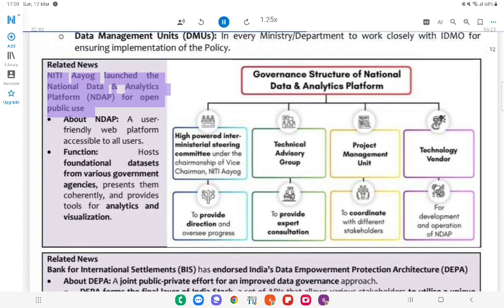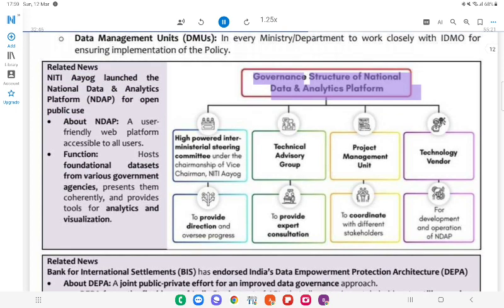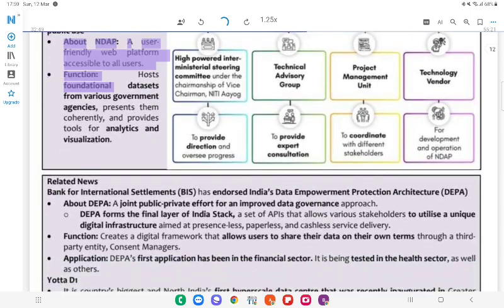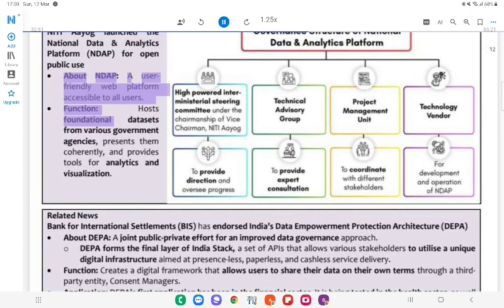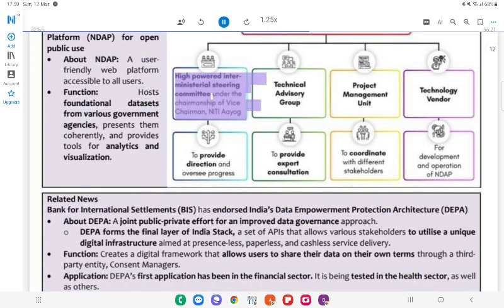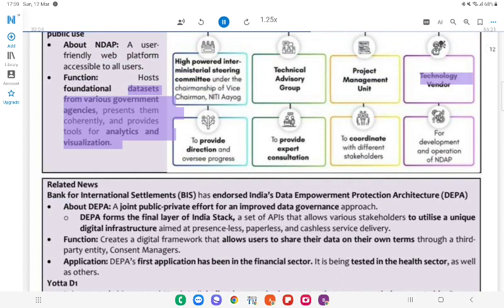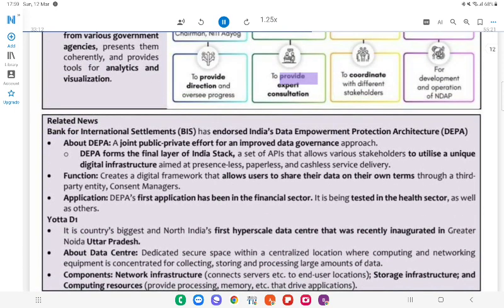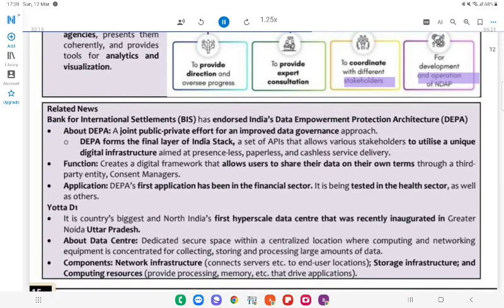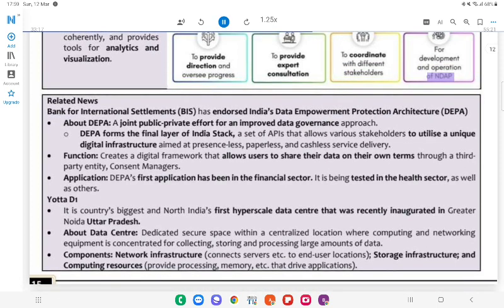Related news. NITI Aayog launched the National Data and Analytics Platform, NDAP, for open public use. Governance structure of the National Data and Analytics Platform. About NDAP: a user-friendly web platform accessible to all users. It hosts datasets from various government agencies, presents them coherently and provides tools for analytics and visualization. An inter-ministerial steering committee under the chairmanship of the Vice Chairman, NITI Aayog, will direct and oversee progress and coordinate with different stakeholders of NDAP.